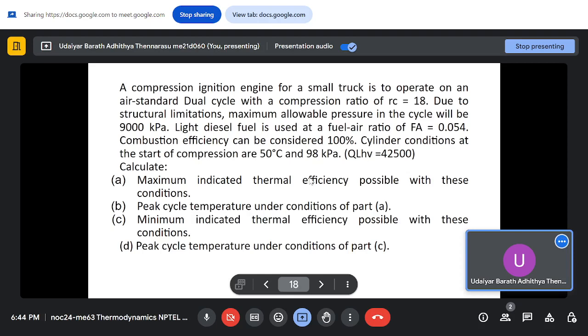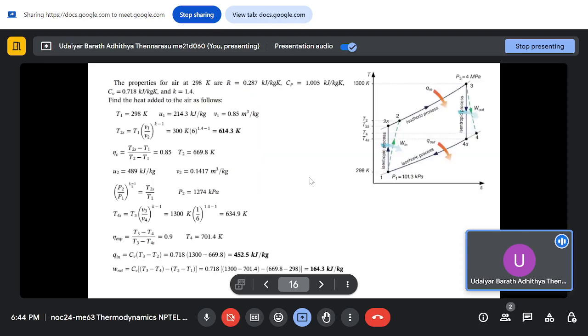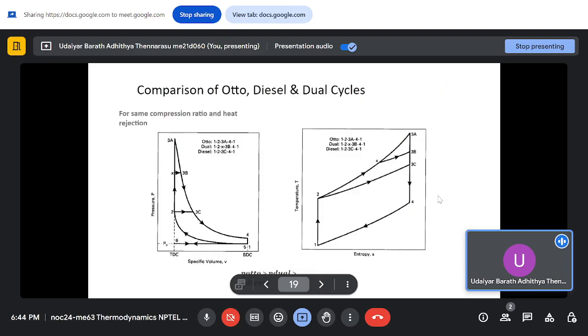So next question, we have taken a dual cycle. Just like the Otto cycle, where you have two isentropic and two isochoric processes, in a dual cycle you first have isentropic compression, then isochoric heat addition, then an isobaric process, and then an isentropic expansion. So you have 5 processes. Heat addition is split into 2 processes, isochoric and isobaric.